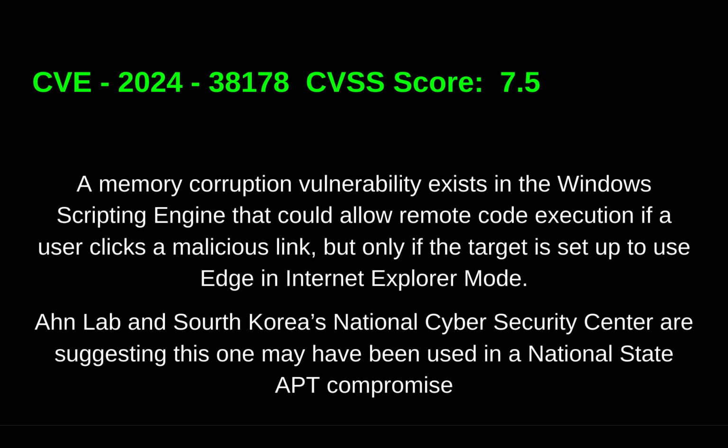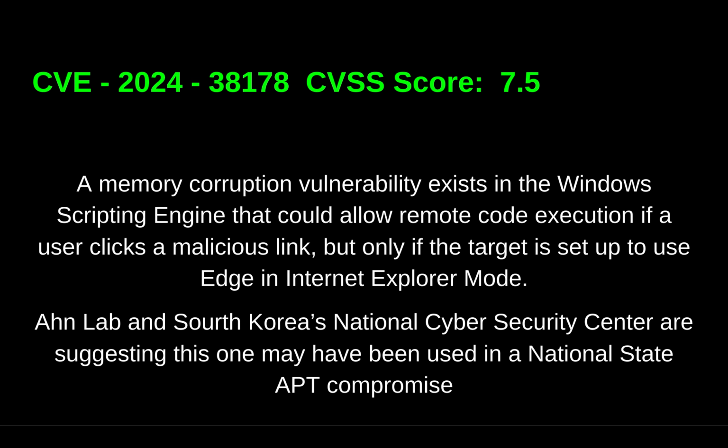So one of the ones that we talked about was 38178, and it has a CVSS score of 7.5. It's a memory corruption vulnerability that exists in the Windows scripting engine, and it can allow remote code execution. This is the one where you click on a malicious link, you have to be using Edge, and it has to be capable of being used in Internet Explorer mode. Okay, so this one is kind of important because Ahnlab and South Korea's National Cybersecurity Center are suggesting this one may have been used in a nation-state APT compromise.